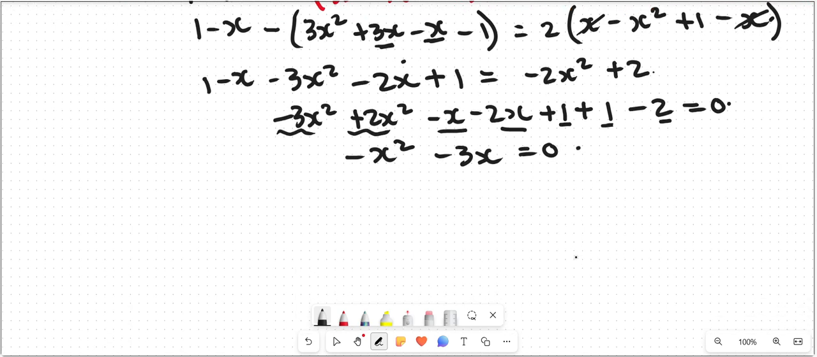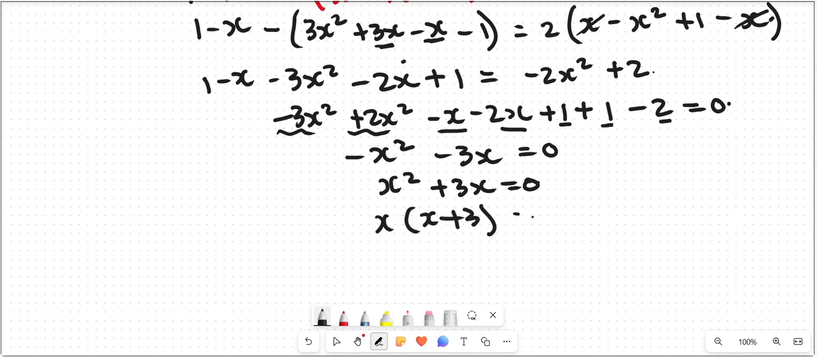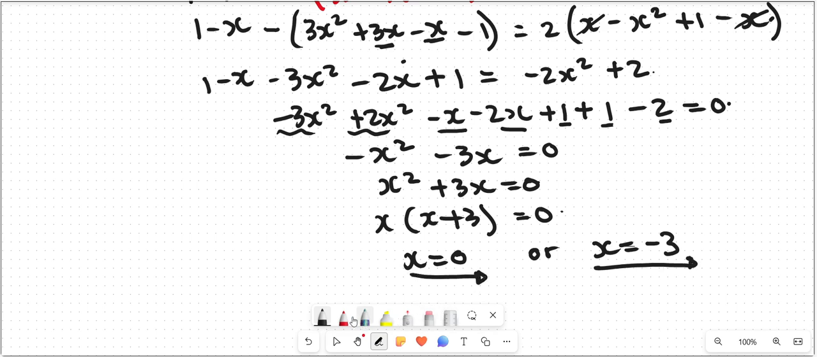Right? And then at this point, the best way to factorize that is to take out a common factor. You take out x as my common factor, or let's just times it first with the negative. If I times it with the negative, it looks like this. And if I take out x as my common factor, it looks like that. And so x is equal to 0, or x is equal to a negative 3. So these are my two solutions that I was looking for.